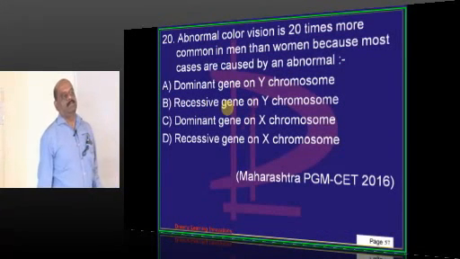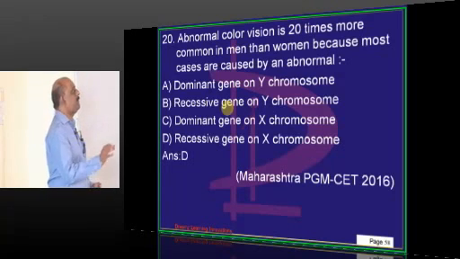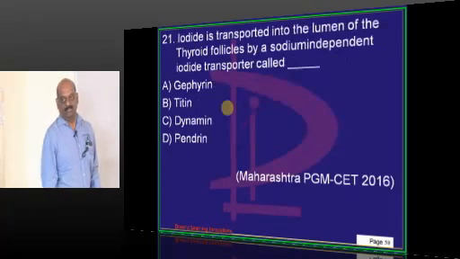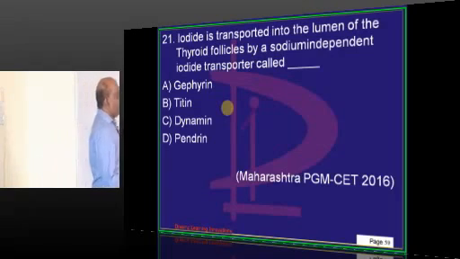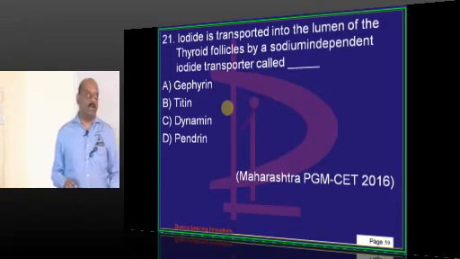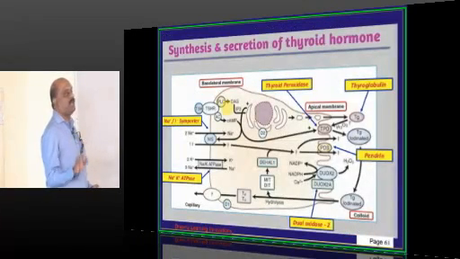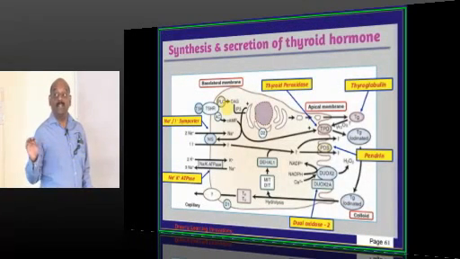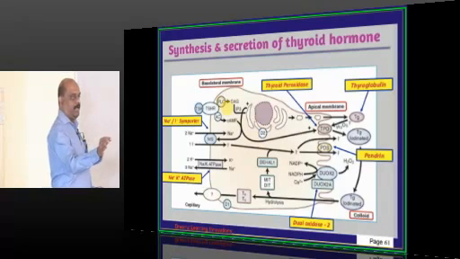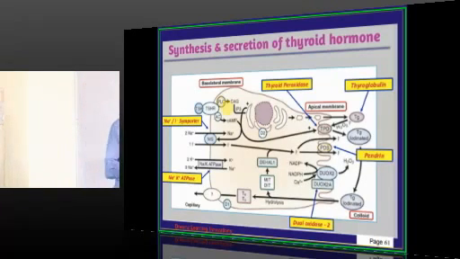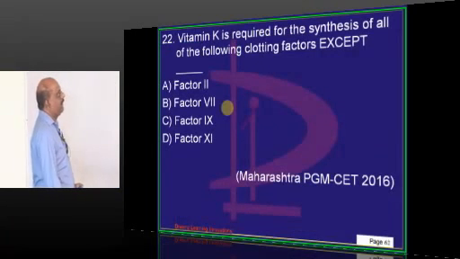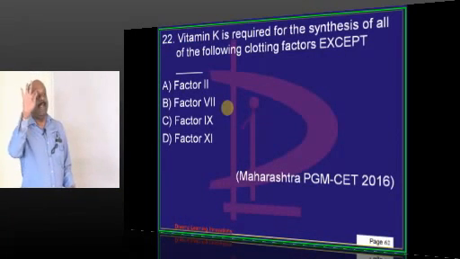Abnormal color vision. What is the way by which it is transmitted? X-linked recessive. No big deal. Iodide uptake is decided by what? It is decided by the Pendrin gene. Pendred syndrome, you all know, is related to goiter. So Pendrin is basically associated. Vitamin K is 2, 7, 9, 10.